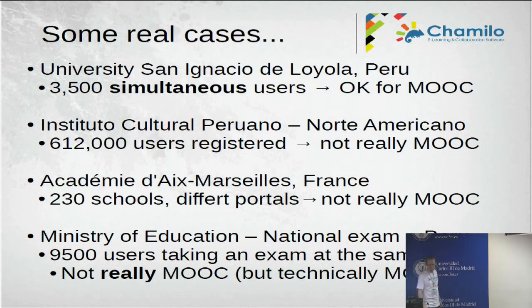We have the Academy of Aix-Marseille in France, and they have 230 schools, but these are all on different servers. We don't know exactly how many peak number of users we have on each of these servers, so it doesn't apply at all.